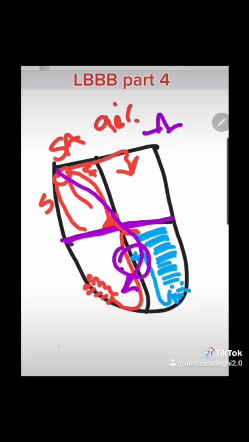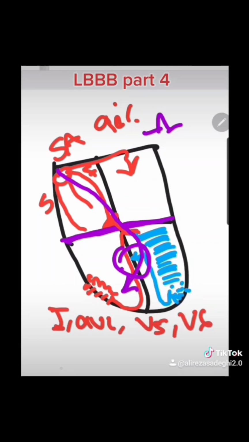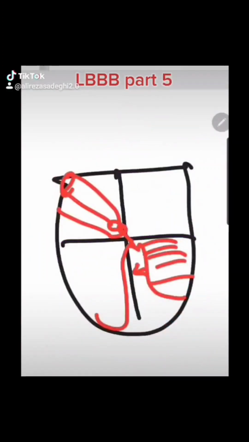So, if you were to look in your lateral leads, which are leads 1, aVL, V5, and V6, you should have small little Q waves in a normal circumstance. And this small Q wave is the depolarization of the intraventricular septum.